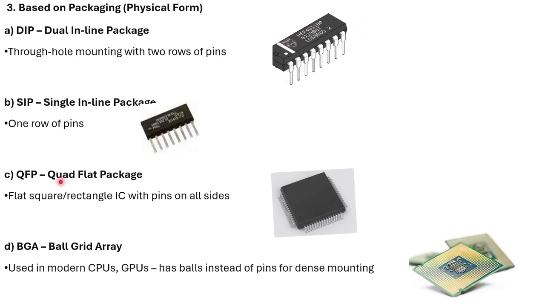And the third one is QFP, quad flat package, a flat square or rectangular integrated circuit with pins on all sides. As you can see, there are pins on all sides, which is known as the QFP packaging. And lastly we have BGA, ball grid array, used in modern CPUs, GPUs, which has balls instead of pins for dense mounting. As you can see, these are the balls which are packaged under the microprocessor.